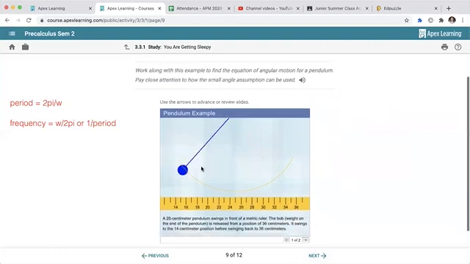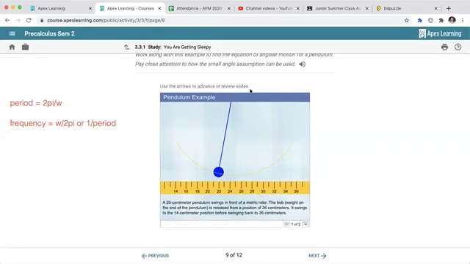Then you can look at this example and walk yourself through it. I've got a 20 centimeter pendulum, so its length is 20 centimeters. The weight at the end of the pendulum is released from a position of 36, goes to 36, swings to the 14, and swings back.